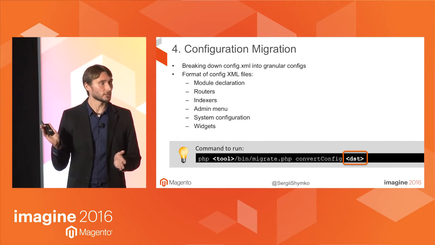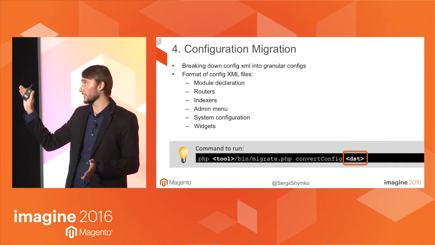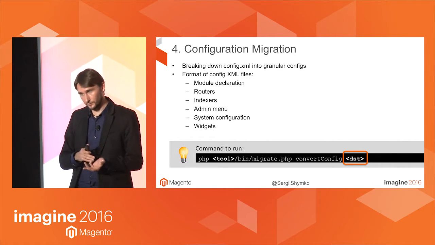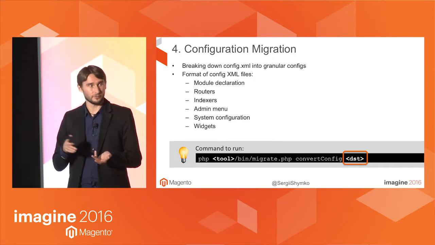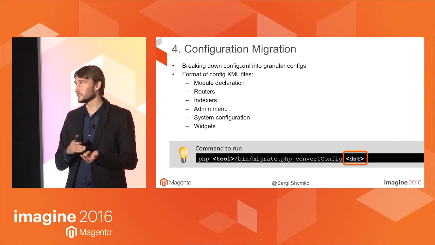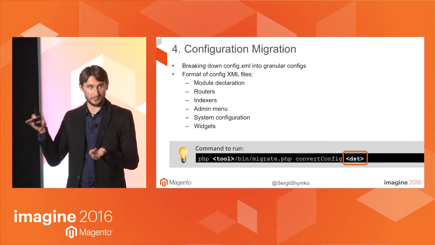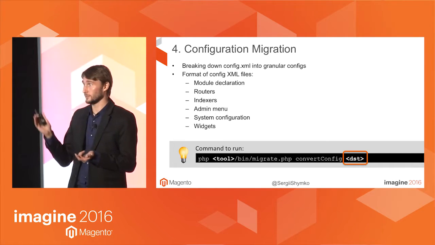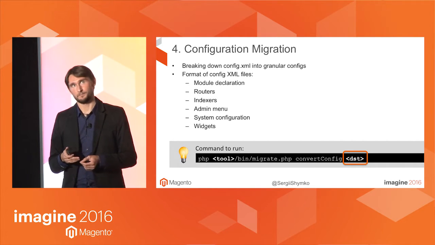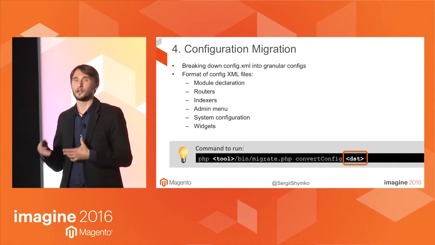For now, the tool covers the following types of configuration: declaration of the module, routes for your controllers, then indexers, the admin menu that you can see in the admin panel, system configuration, and widgets. Obviously, there are some other types of configuration, but as of today, the tool covers only this.